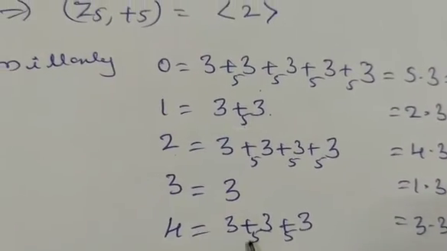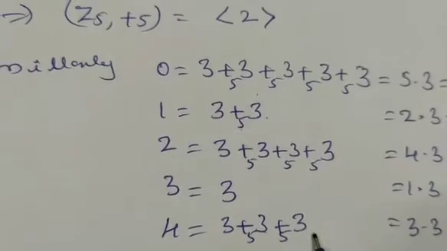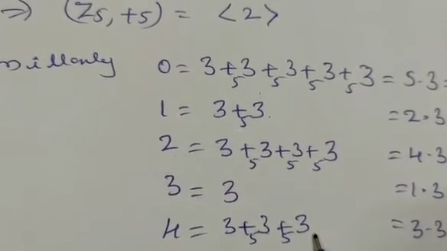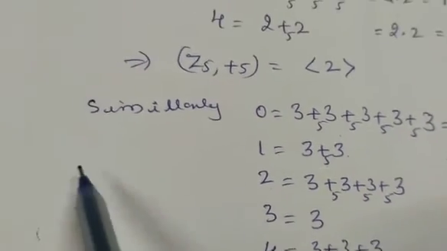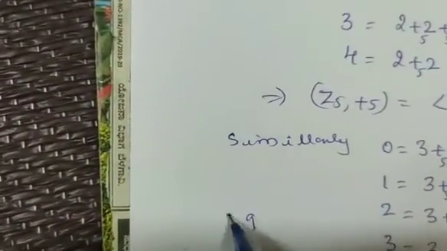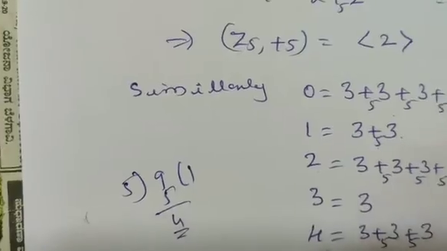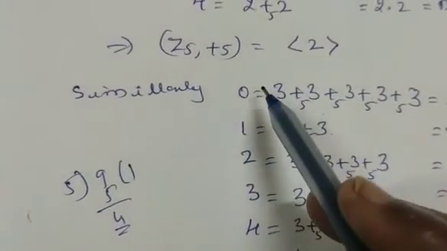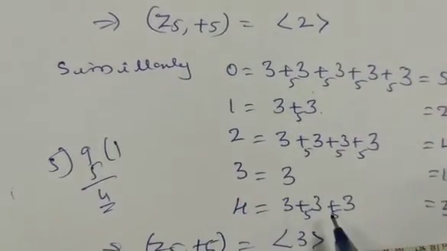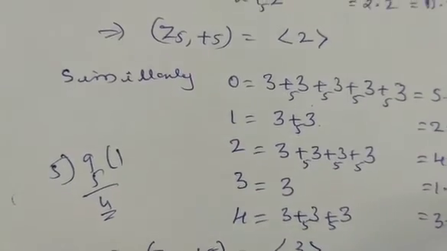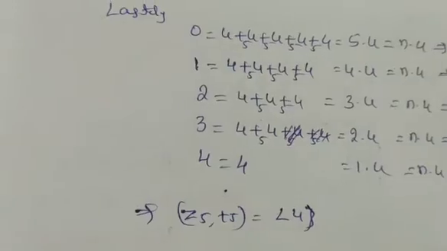Next is 4. Here 3 plus 3 plus 3 is 9. 9 divided by 5 gives the remainder 4. You know this: 9 divided by 5, 5 ones are 5, remainder 4. So we can express all the elements of Z5 in terms of 3. Therefore 3 is a generator of this cyclic group.